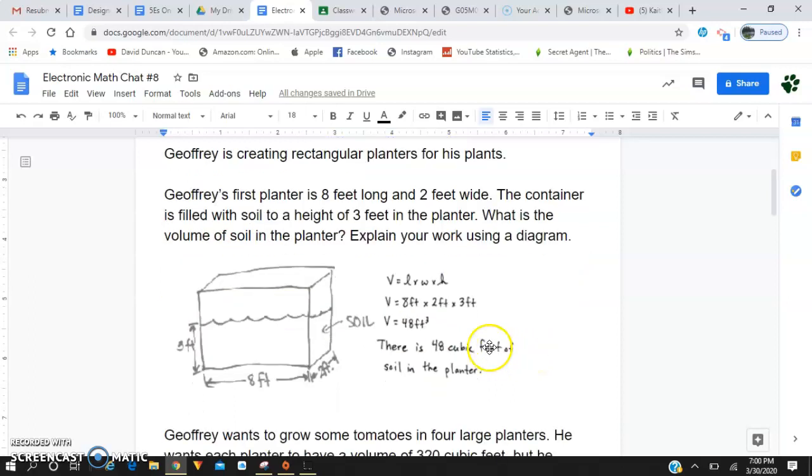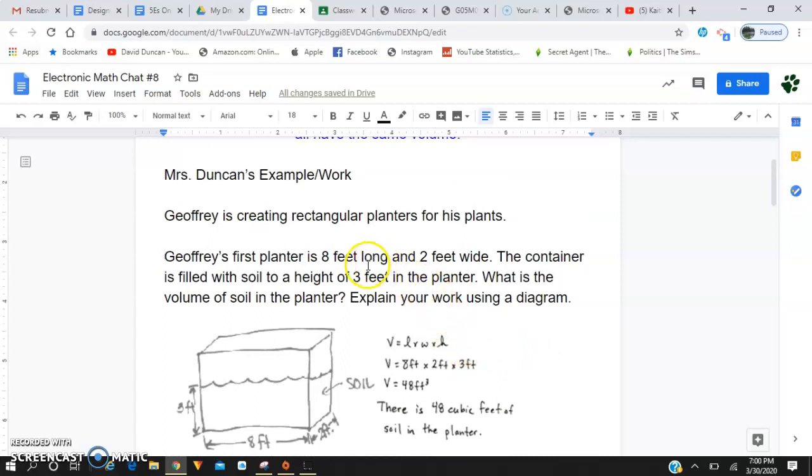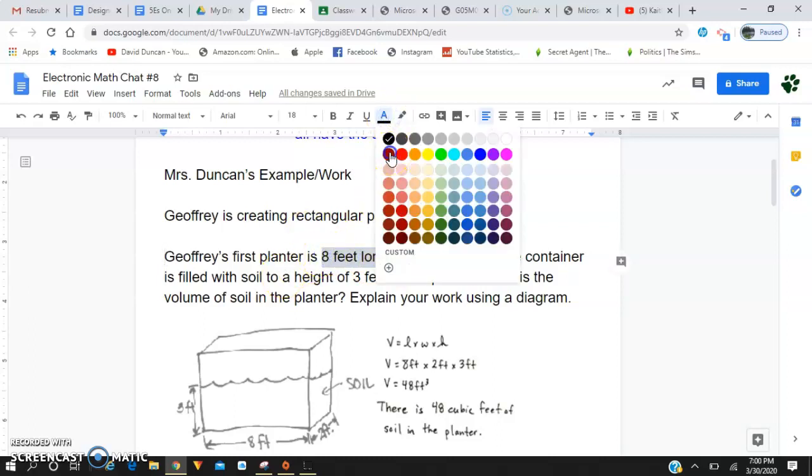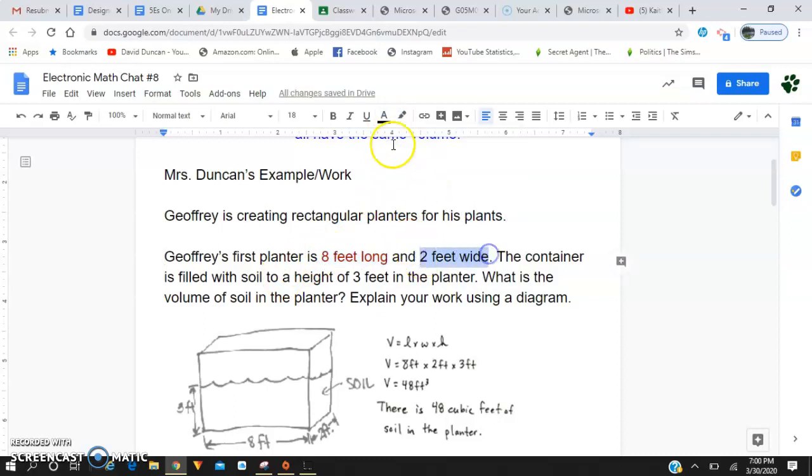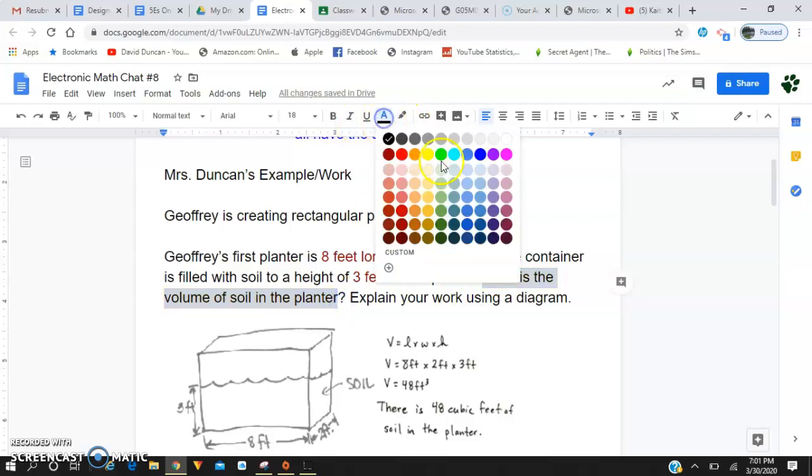Before we even get started, I'm going to have us identify the numbers and what the question wants us to solve with different colored fonts, since we're working on a computer here. So, 8 feet long, I'm going to make that the color red so it stands out for me. 2 feet wide, I'm going to have it red. And 3 feet, I'm going to have that in red also. And then when it says what it wants me to do, it's wanting me to figure out what the volume of the soil in the planter is. And I'm going to make that green.